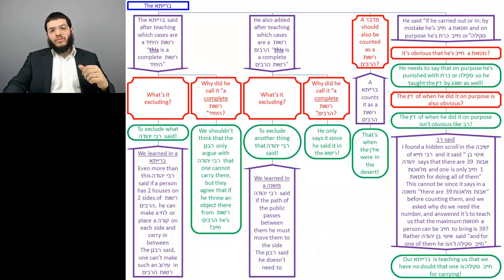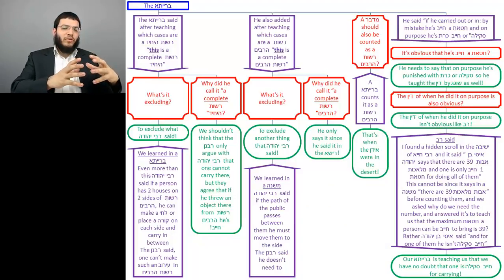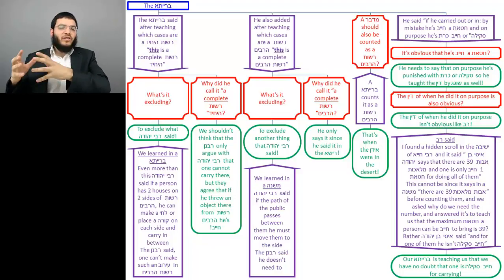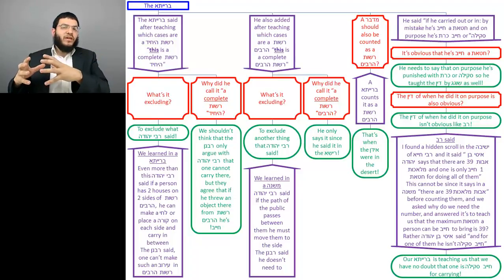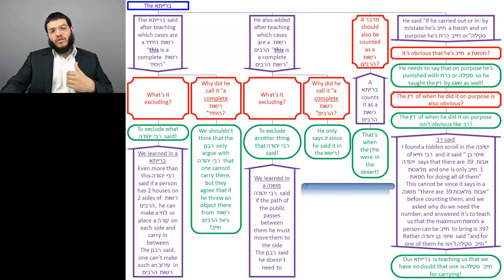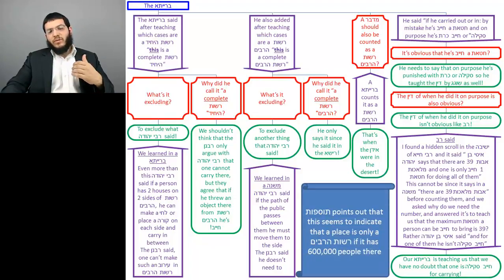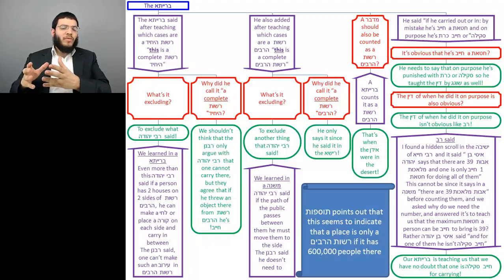The next Tosfos is on the Gemara's answer that the reason our Brisa doesn't count the Midbar as the Rishus Rabbim, another Brisa does, is because our Brisa is referring to today, when there isn't a large population in the Midbar, and therefore it's not a Rishus Rabbim. However, the other Brisa is referring to when the Yidden were in the Midbar and there was a large population there. So Tosfos points out that this seems to indicate that a place is only a Rishus Rabbim if it has 600,000 people there. Because why would that Brisa tell us that the Midbar is a Rishus Rabbim if it's not? If it's referring to when the Yidden were in the Midbar, it's not relevant today. Today it's not a Rishus Rabbim.